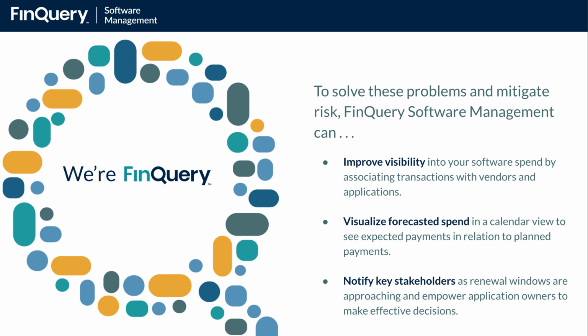So with FinQuery Software Management, we will walk through how we can improve our visibility into our software spend by associating transactions with vendors and applications we're tracking. We want to visualize that forecasted spend in a calendar view to see expected payments in relation to planned payments. And we want to be able to notify those key stakeholders as renewal windows are approaching and empower application owners to make effective spending decisions.